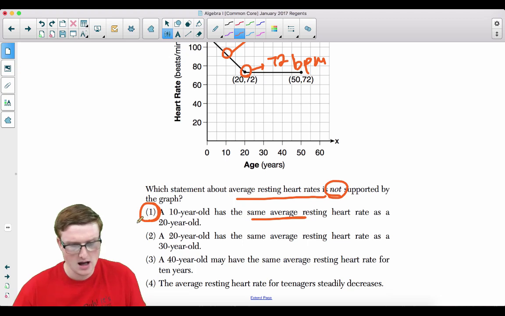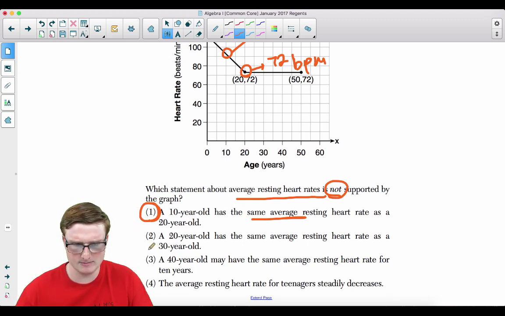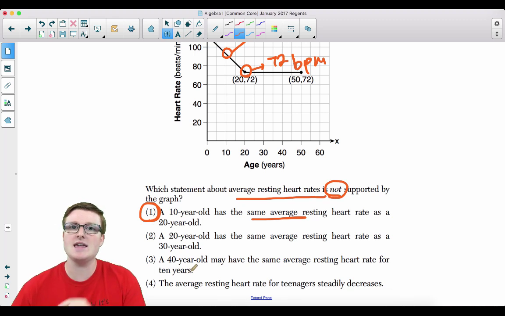Now, I am going to talk about one of the answer choices. Look at choice 3. Some of you might have been confused by choice 3. It says here, watch this, "A 40-year-old may have the same average resting heart rate for 10 years." If you read it too fast, you might have read it as a 40-year-old may have the same average resting heart rate as a 10-year-old. And you could have chosen that answer if you read it too quickly. Don't ever go fast on the Regents. If you read it incorrectly, then you got it wrong.